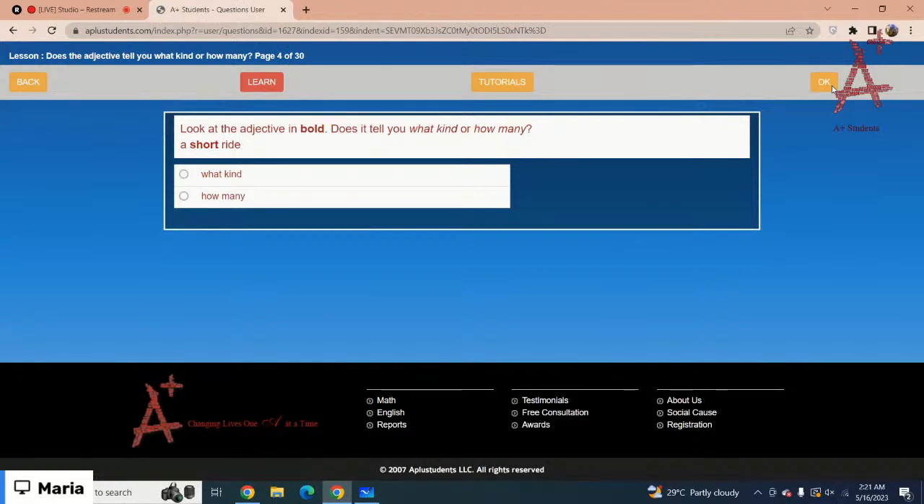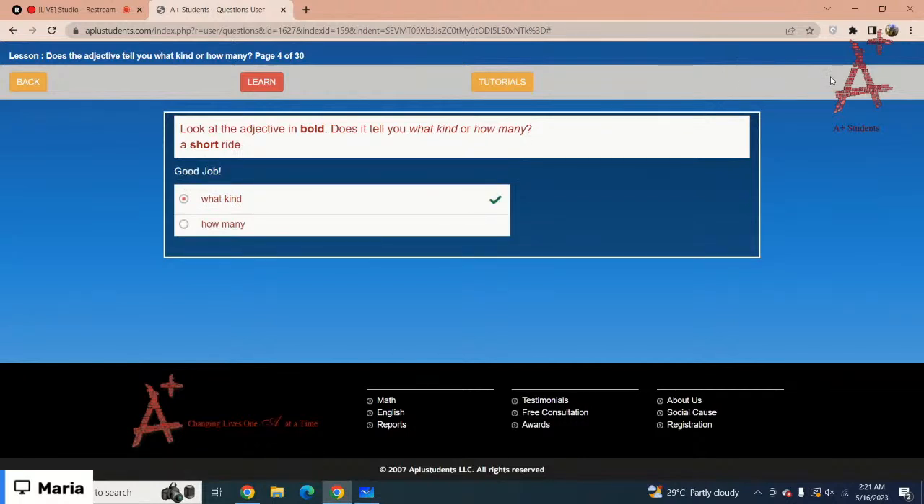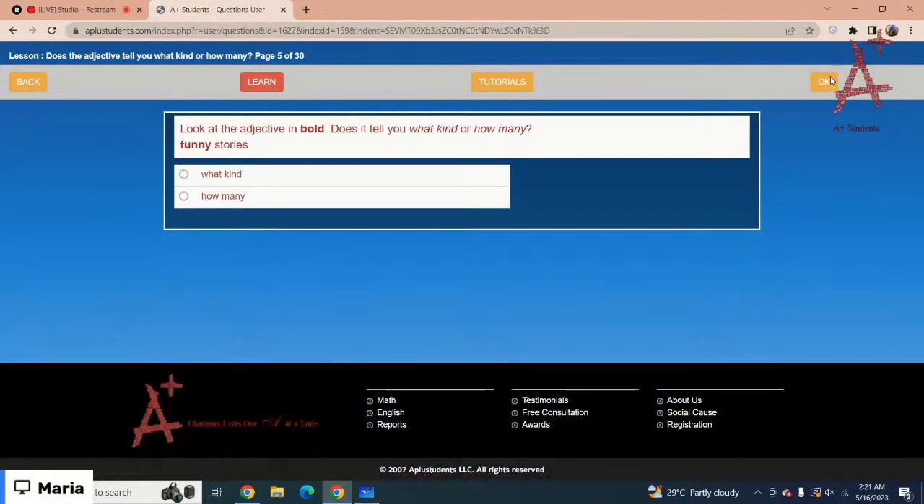A short ride. Look at the adjective in bold. A short ride. So short is what kind or how many? Yes, short is the kind. It tells you the kind. The correct option is what kind. No, no, short is kind.